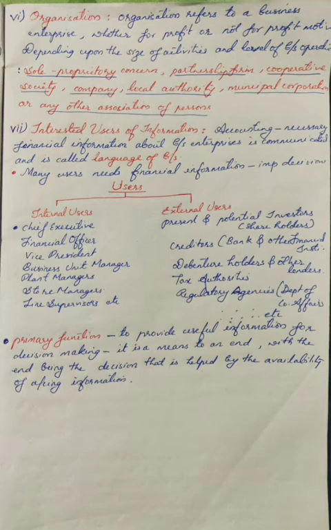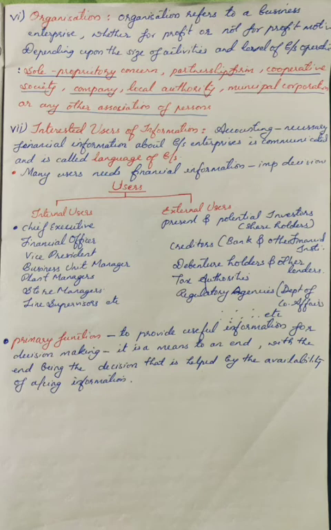Number 7. Interested users of information. So in this point, first of all, accounting is a means by which necessary financial information about business enterprises is communicated and is also called, an important one, the language of the business. Many users need financial information in order to make important decisions. So these users can be classified or divided into two broad categories. One is internal users and another is external users.